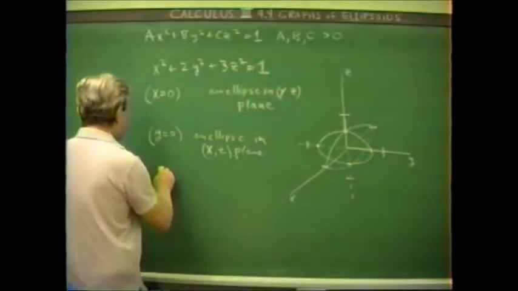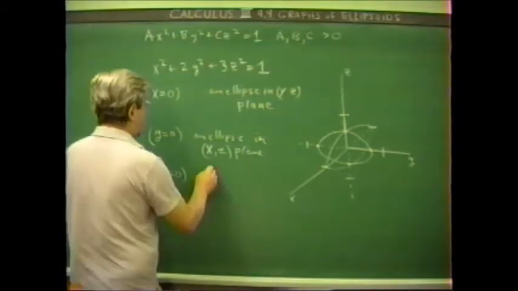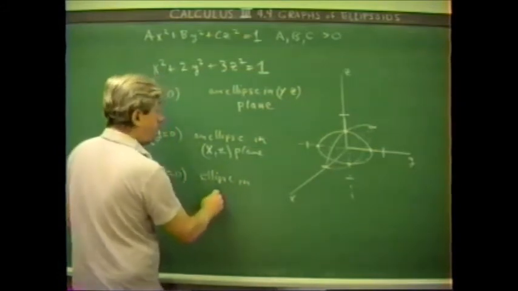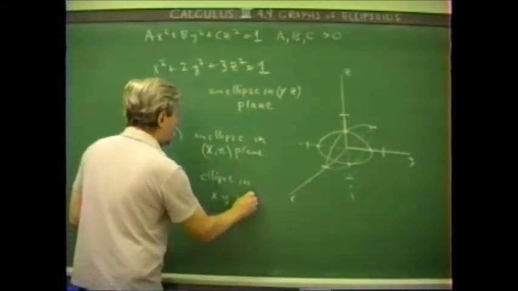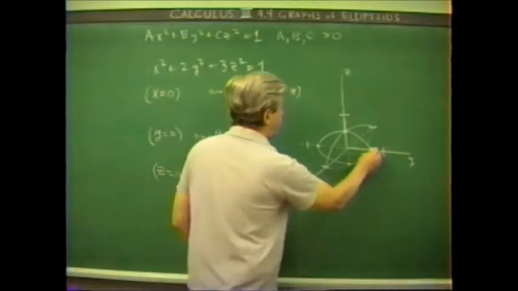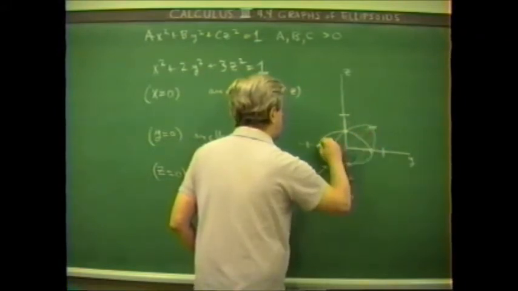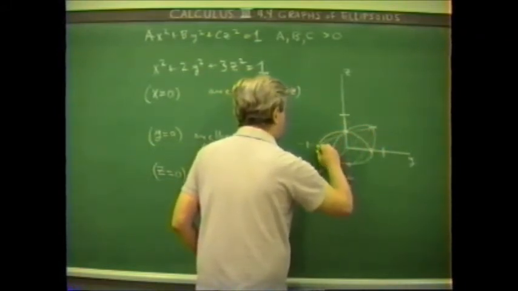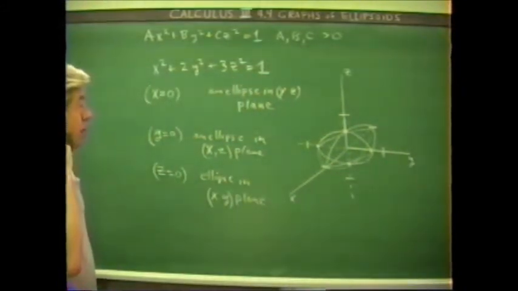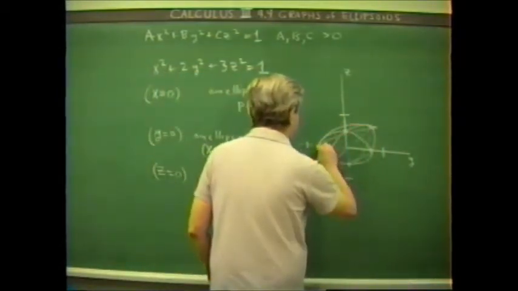Right? When z is equal to 0, we have an ellipse in the xy plane. And we've already plotted these points here in the xy plane, and so all we need to do really is to connect them like so. We've now drawn all 3 traces. Now perhaps I've drawn too much here. That's to say, really this picture is going to look something like this.